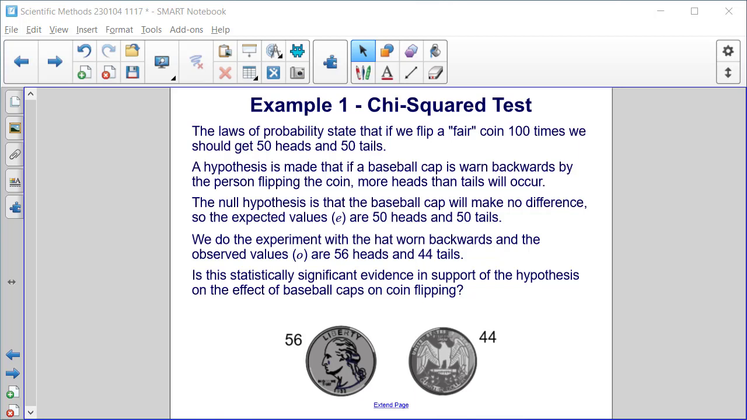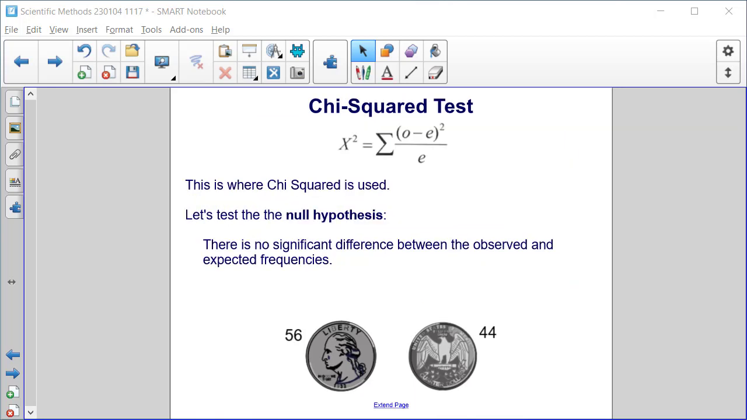The null hypothesis is that the baseball cap will make no difference, so the expected values E are 50 heads and 50 tails. We do the experiment with the hat worn backwards, and the observed results O are 56 heads and 44 tails. Is this statistically significant evidence in support of the hypothesis on the effect of the baseball caps on coin flipping? This is where chi-squared is used.